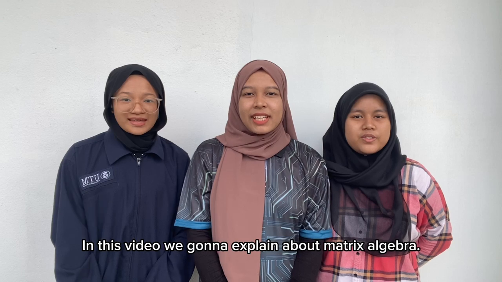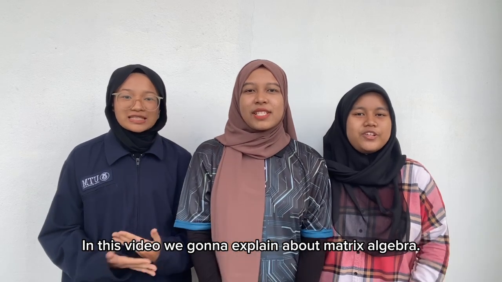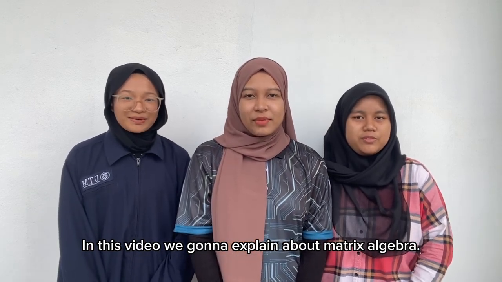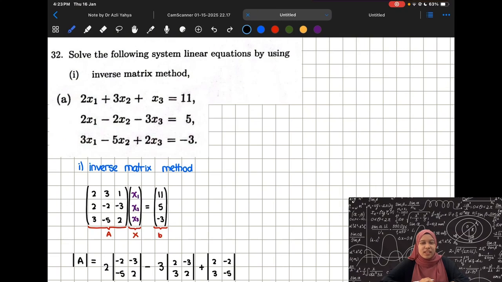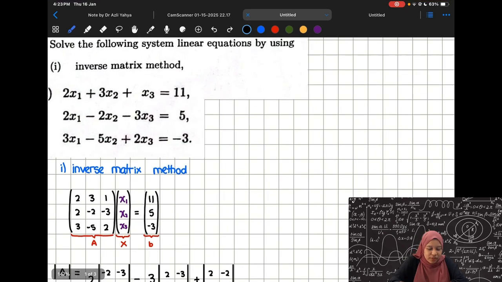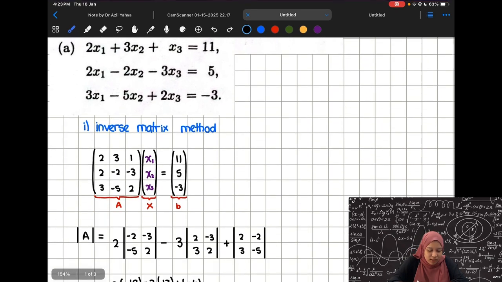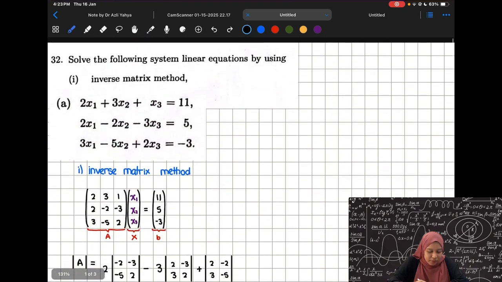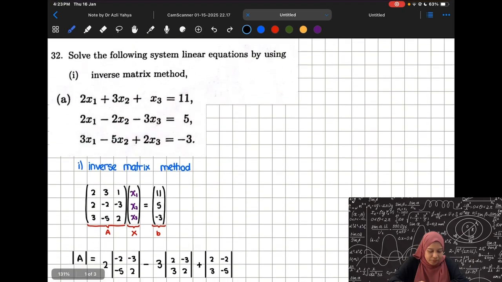In this video, we will explain about matrix algebra. Assalamualaikum and hi. Today I will show you how to do inverse matrix by using adjoint method. So, this is the question for solving the inverse matrix by using adjoint method.